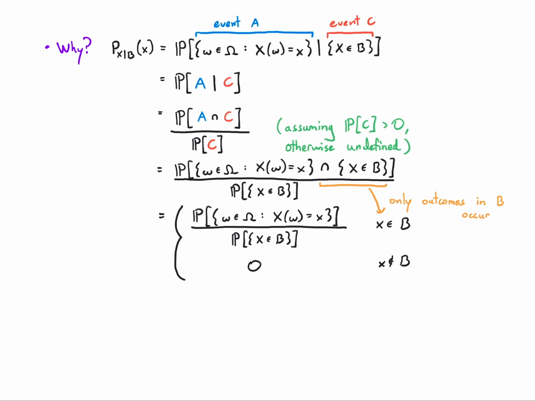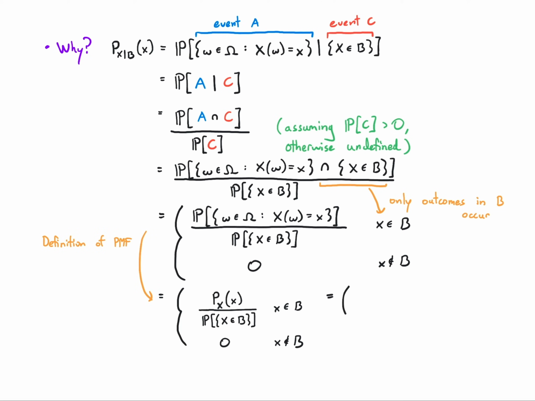And how does this simplify further? Well, the thing on the top we should recognize as the definition of the PMF. When we defined the PMF a while ago, that's how we defined it. So really it's just the PMF divided by the probability of B, and by additivity, the probability of X falling into B is just the sum of the PMF over B. So that's how we got those two formulas. Those are the ones we're really going to be using, and this abstract definition at the top we're going to sweep under the rug most of the time.